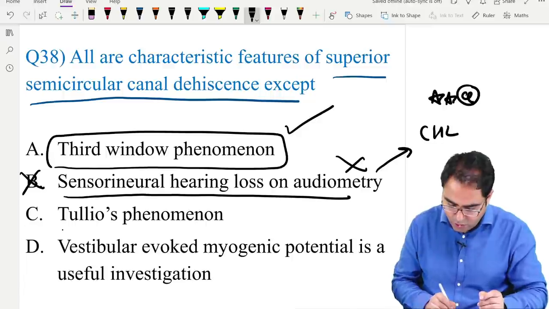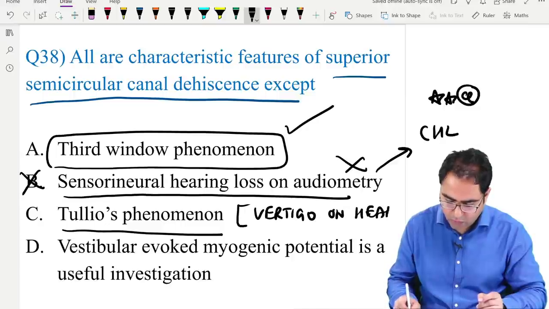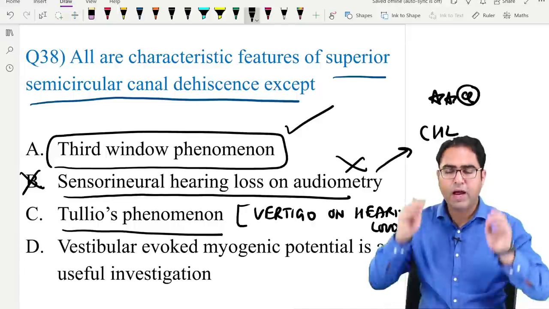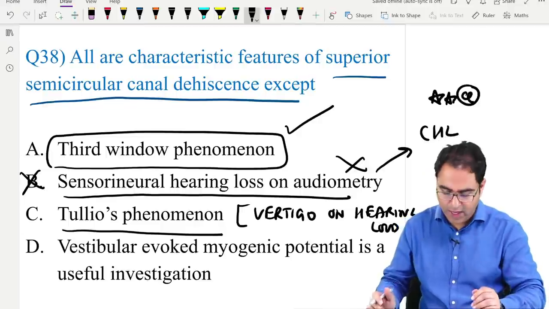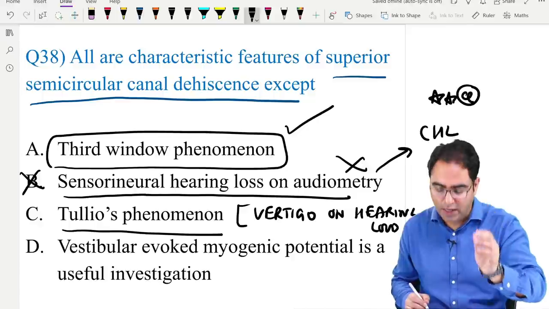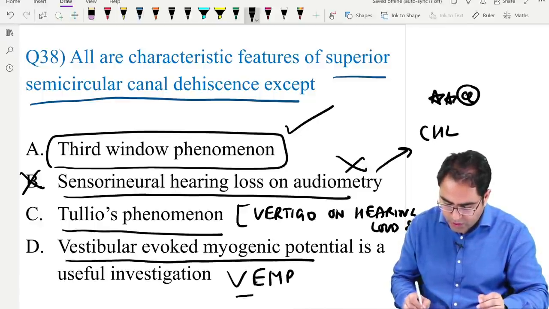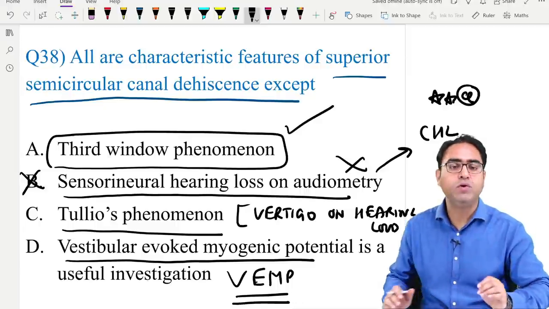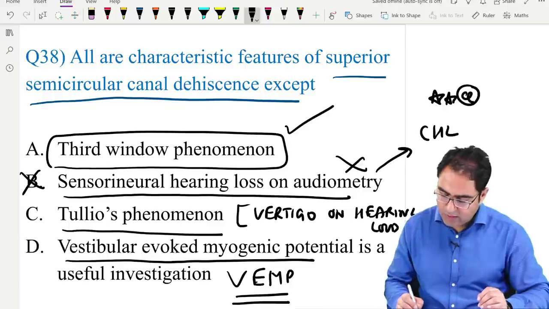Okay. Fine. Tullio's phenomenon. Yes. Vertigo on hearing loud sound, beta. Doctor, when I hear a loud sound, my head starts spinning. Vertigo on hearing loud sound is called Tullio's phenomenon, beta. Okay. What is the investigation which is done for this? Generally, we do the CT scan, HRCT. The second investigation is VEMP, beta. Vestibular evoked myogenic potential is also helpful to diagnose superior canal dehiscence syndrome, beta. Okay. The answer to this question is conductive hearing loss, beta.